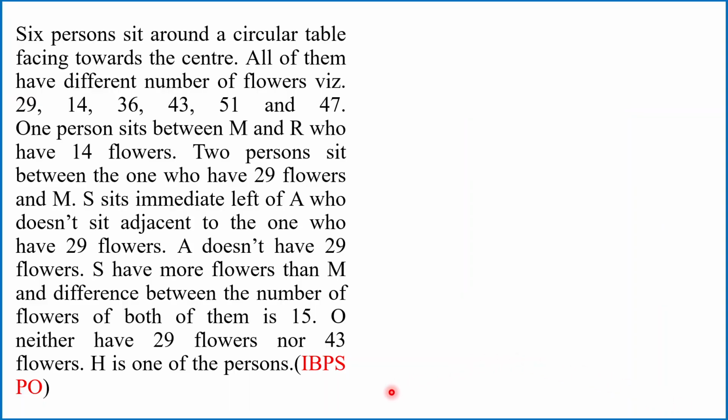Students, this question came in IBPS PO, and in this question we are going to deal with two parameters. The first parameter is the number of people and the second parameter is the number of flowers they are having. So let's see how to solve these types of questions.